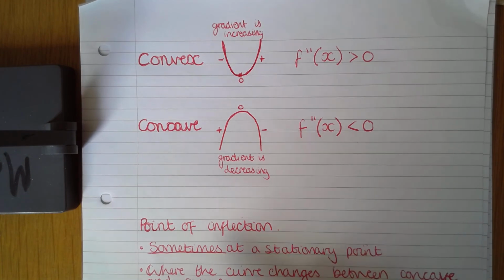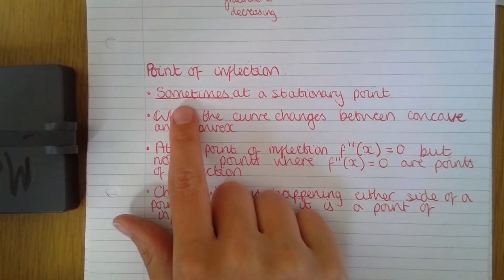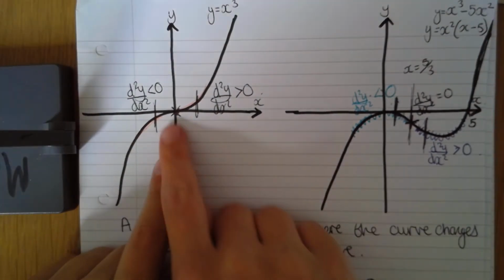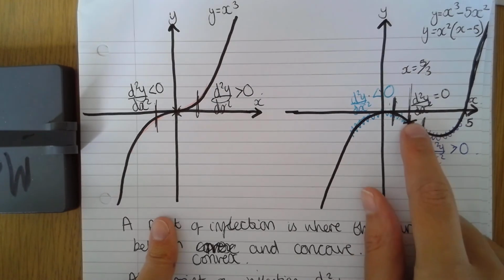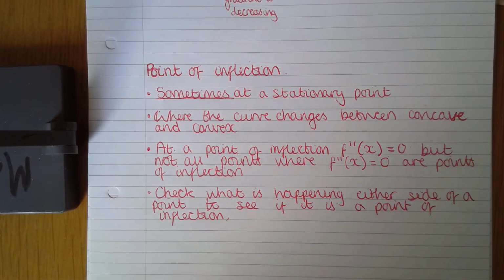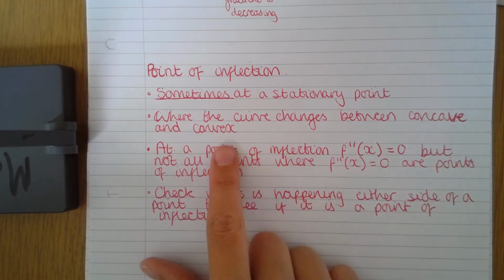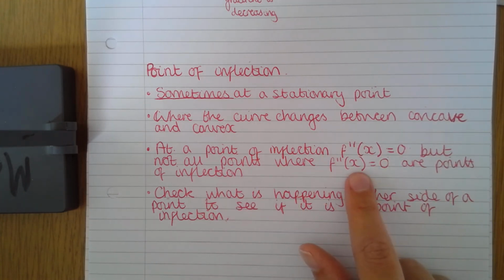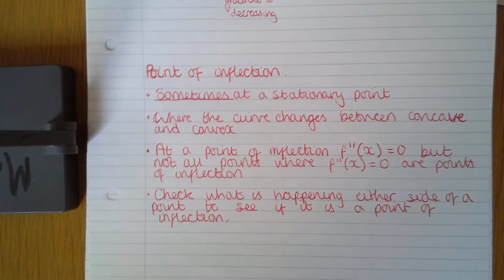So there's the convex and concave, and there's our point of inflection. Sometimes it's at a stationary point, not all the time. Here we can see that that point of inflection is at a stationary point because the gradient's 0 momentarily, and here that's not at a stationary point. So this is important. It's only sometimes at a stationary point, where the curve changes between concave and convex. At a point of inflection, our second derivative is equal to 0, but not all points where this is true are points of inflection. We need to check what's happening either side of a point to see if it is a point of inflection or not.